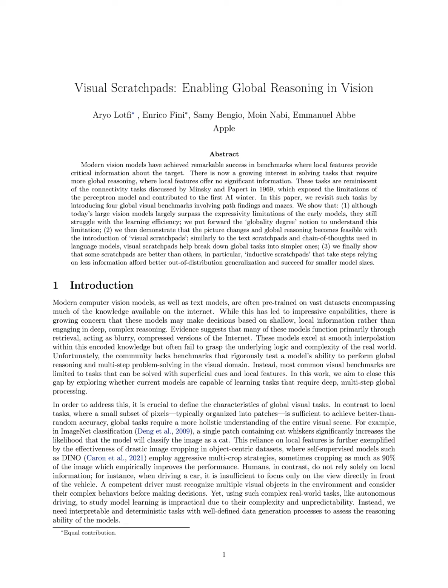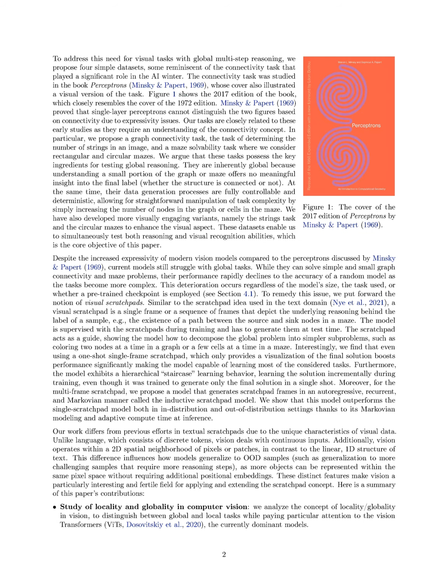This distinction between global and local tasks is crucial because local tasks can often be solved with minimal information from a small subset of the visual input, while global tasks require a comprehensive understanding of the entire scene, making them inherently more complex. The paper highlights that current benchmarks fail to rigorously test models on global reasoning, leading to a gap in understanding their true capabilities. By introducing datasets that necessitate global reasoning, such as graph connectivity and maze solvability tasks, the work aims to provide a more accurate assessment of model performance in real-world scenarios.